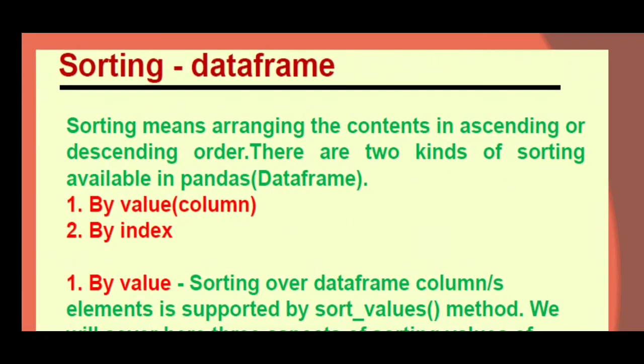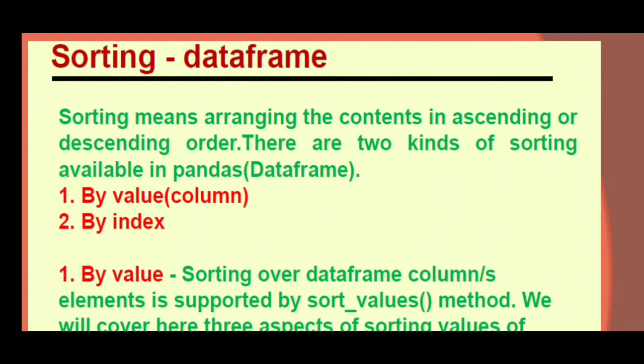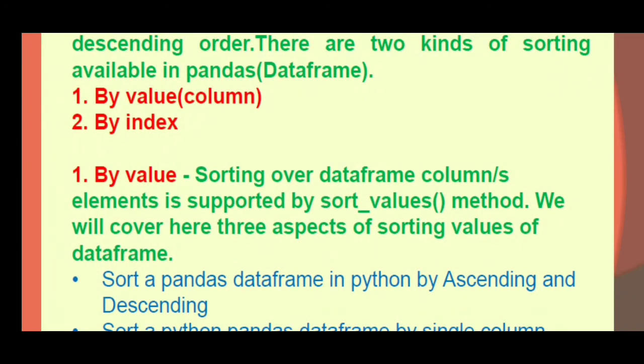So, sorting a data frame. Now we have seen what is a data frame, what is a pivot, and what is a pivot table method. Now the point is how to sort it. Sorting means arranging the content in ascending or descending order. There are two kinds of sorting available in pandas, by value and by index. In case of by value, sorting over data frame column elements is supported by the sort_values method.